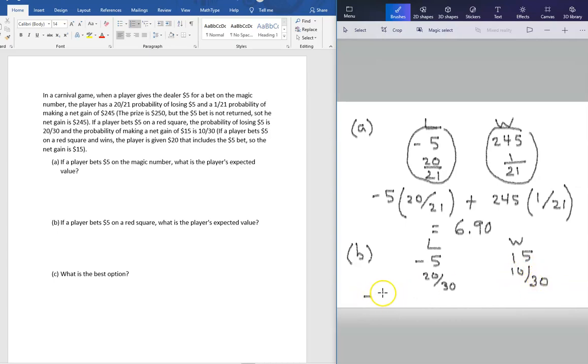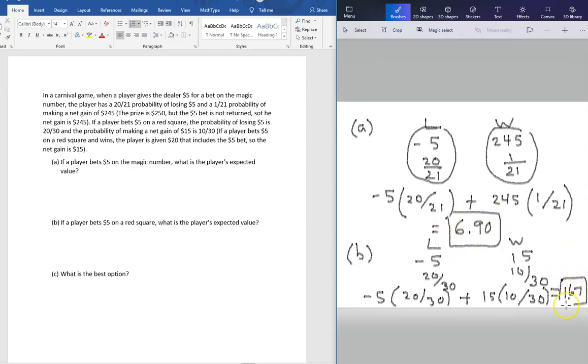And you'll just do the same type of calculation. -5 times the 20/30 plus 15 times the 10/30. I'm putting it in my calculator just like I see it. Don't forget the 5 is negative. So negative 5 open parentheses, 20 over 30, plus 15 open parentheses, 10 slash 30. And I get 1.67 if I round correctly, $1.67. So those would be the answers that you put in the part A and B box.